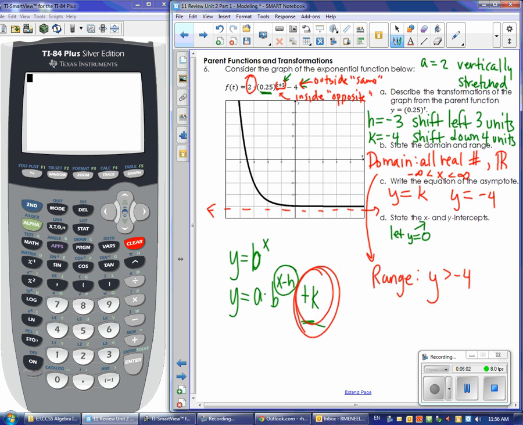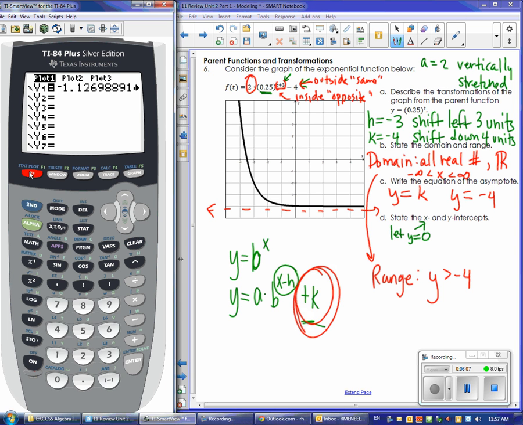So to find an x-intercept, we always let y equal 0. And if you think about where you can enter in y equals 0, we have to go to our y equals screen. I've got a couple things that I need to turn off. Notice that I have a plot on. I'm going to press enter to turn that off.